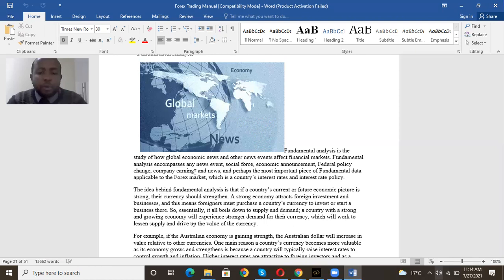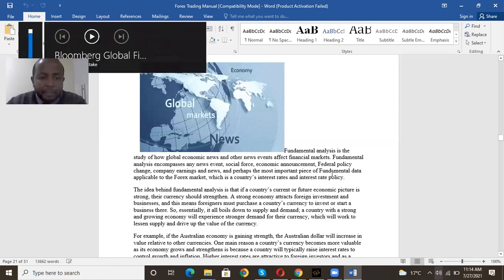Yesterday was Tesla's earnings. They did over 1.something billion in revenue. So that means the market should be upward because they made more profit, more than $200 or $300 million. Then Thursday, we'll be having Amazon earnings. So that's why I'm saying it encompasses social force, economic announcements, federal policy change, company earnings, and what else?